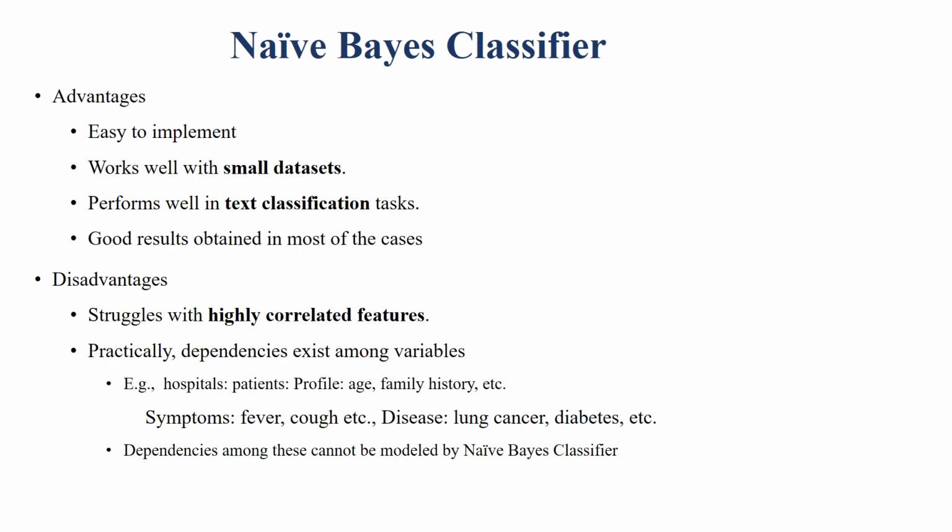Advantages of naive Bayes classifier: it is easy to implement, it works well with small data sets, it performs well in text classification tasks, and it gives good results. Some of the disadvantages include that it struggles with highly correlated features. Normally, dependencies exist among variables. So these dependencies cannot be modeled by the naive Bayes classifier. Thank you.